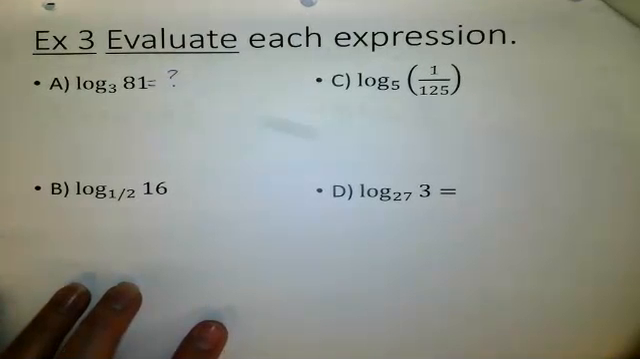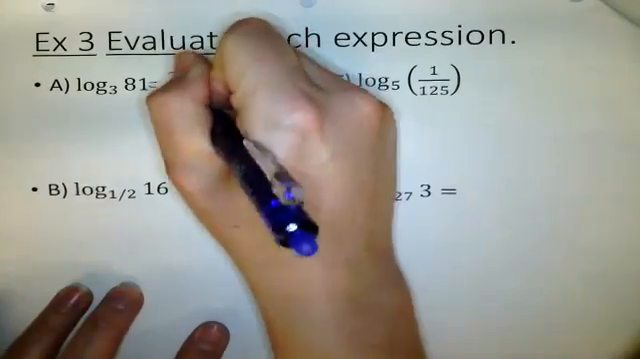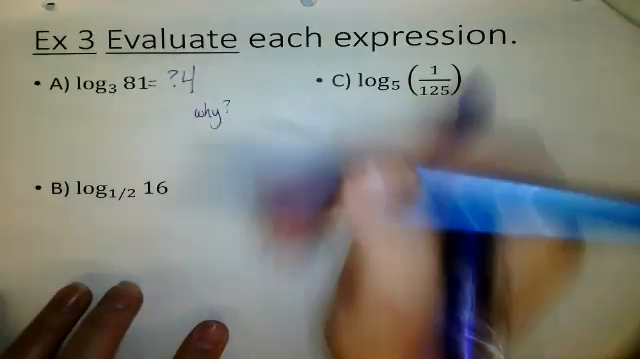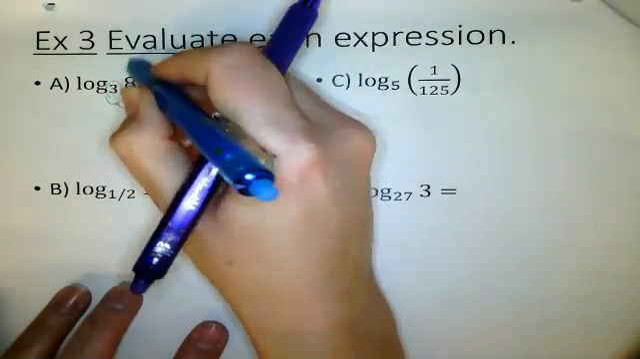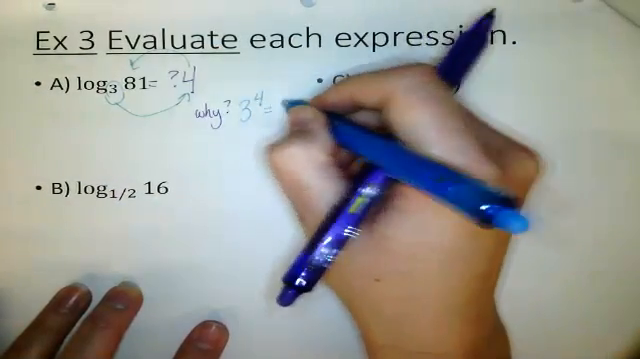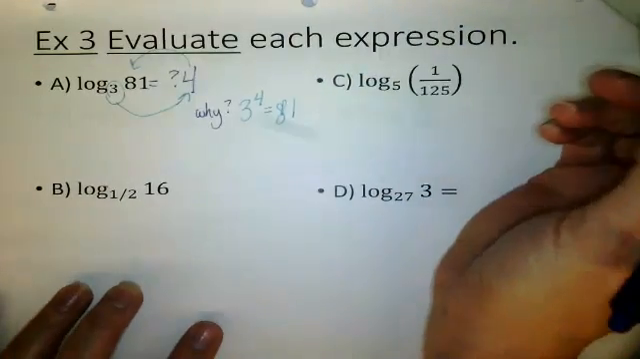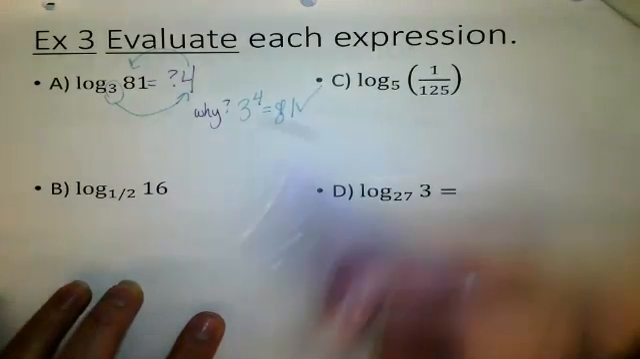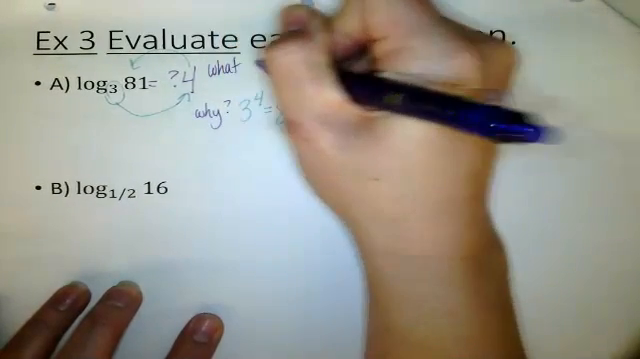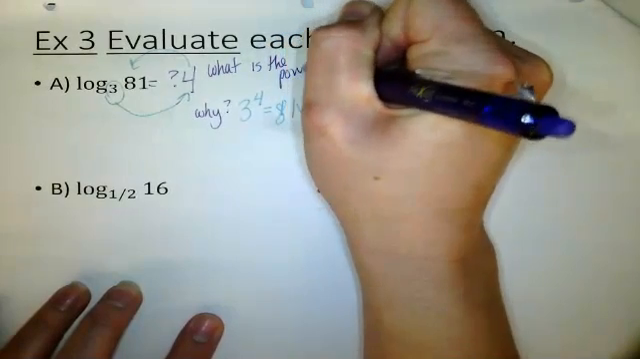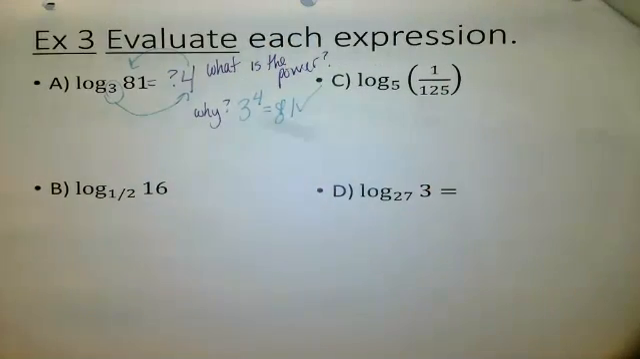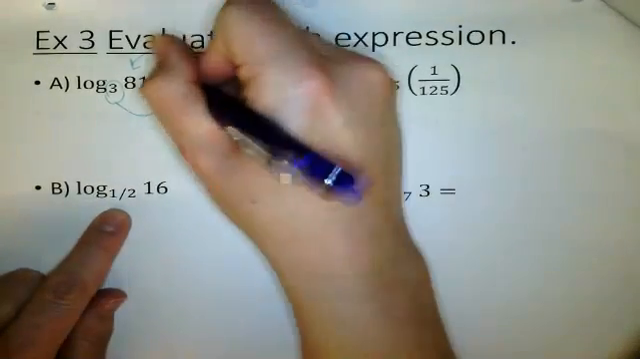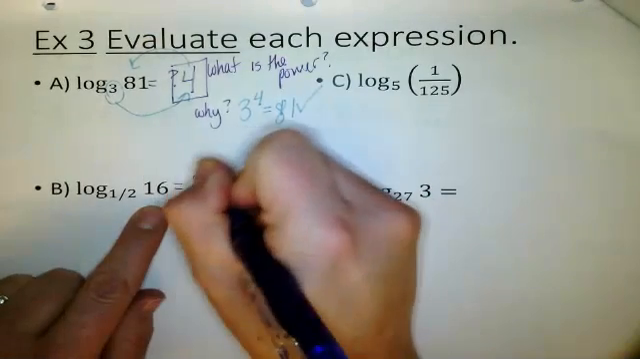4. Why? Because if you give it a swirly, it makes perfect sense. 3 to the 4th equals 81. What is the power? That is the question. What is the power? Okay? So, looking here, letter B, log base 1/2 of 16 equals what?